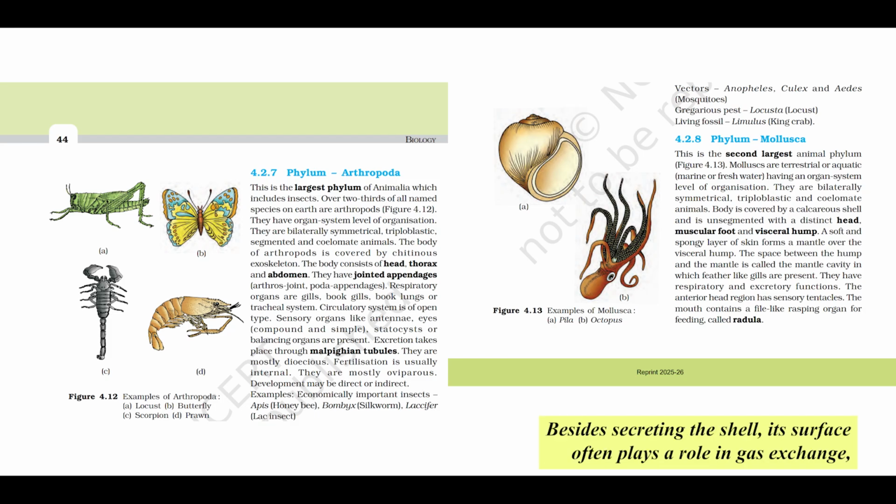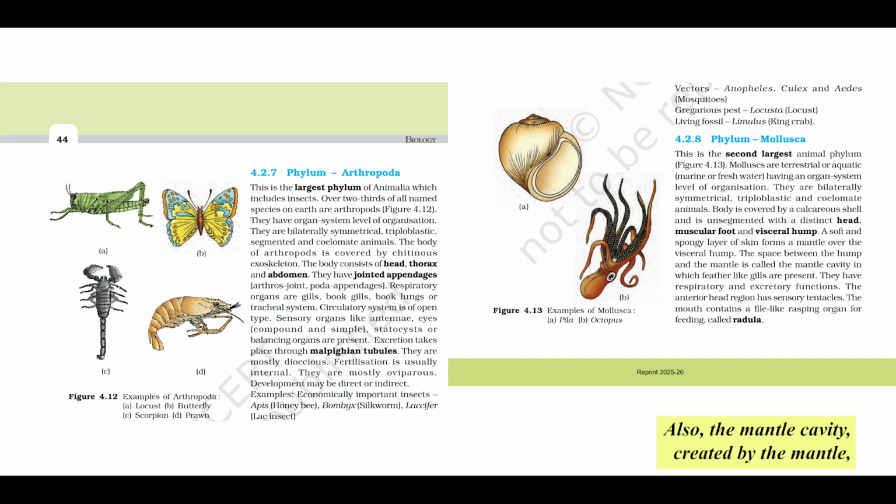Besides secreting the shell, its surface often plays a role in gas exchange, supplementing the gills, especially in terrestrial snails or aquatic species where gills might be reduced. The mantle edge is often equipped with sensory receptors, allowing the mollusk to sense its environment. In some groups, like cephalopods, squid, octopus, the mantle is highly muscular. Its powerful rhythmic contractions are used for jet propulsion, forcefully expelling water from the mantle cavity to achieve rapid movement, for escape or predation. Ah, so the squid's jet propulsion comes from the mantle muscles.